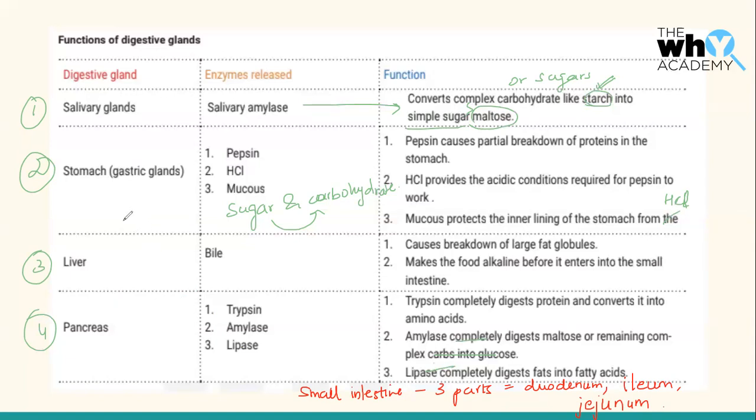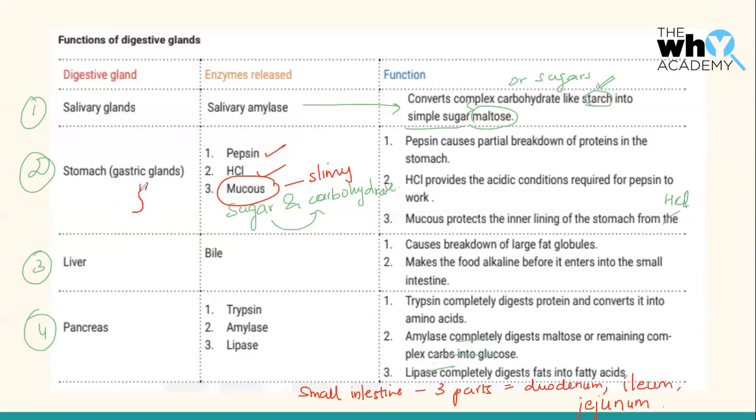Coming to the stomach or gastric glands, the enzymes which are released here are just two, which are pepsin and HCl. Mucus is a sticky, slimy substance, the same thing which flows from your nose when you have a cold, right? You say you have a lot of mucus or phlegm. It's the same thing. That mucus lines everywhere in your body, and its main job is to protect the lining, like in the stomach, because the stomach is highly acidic.